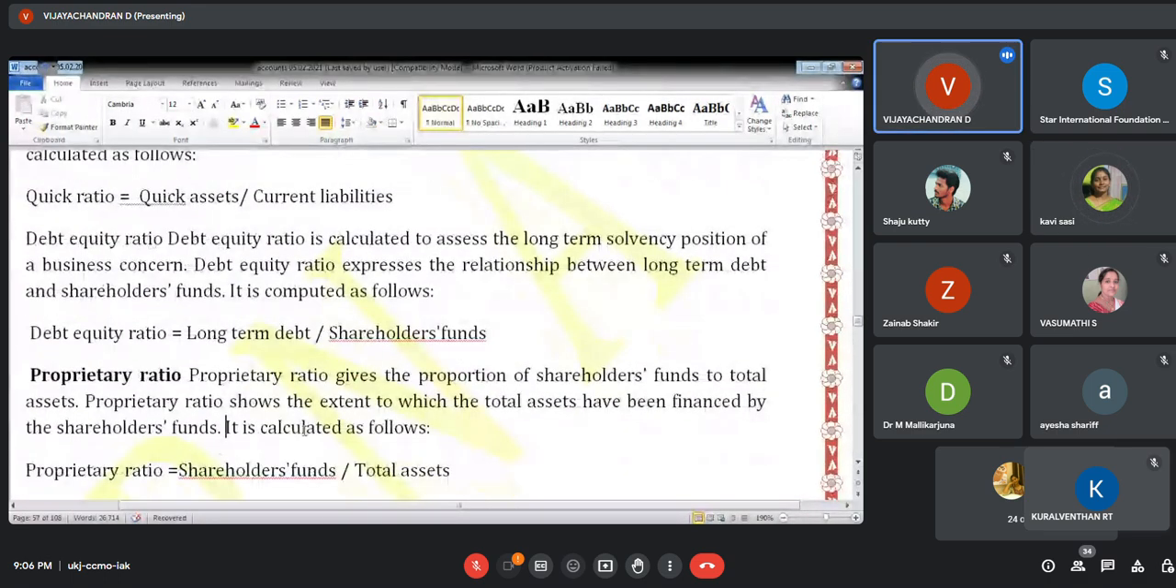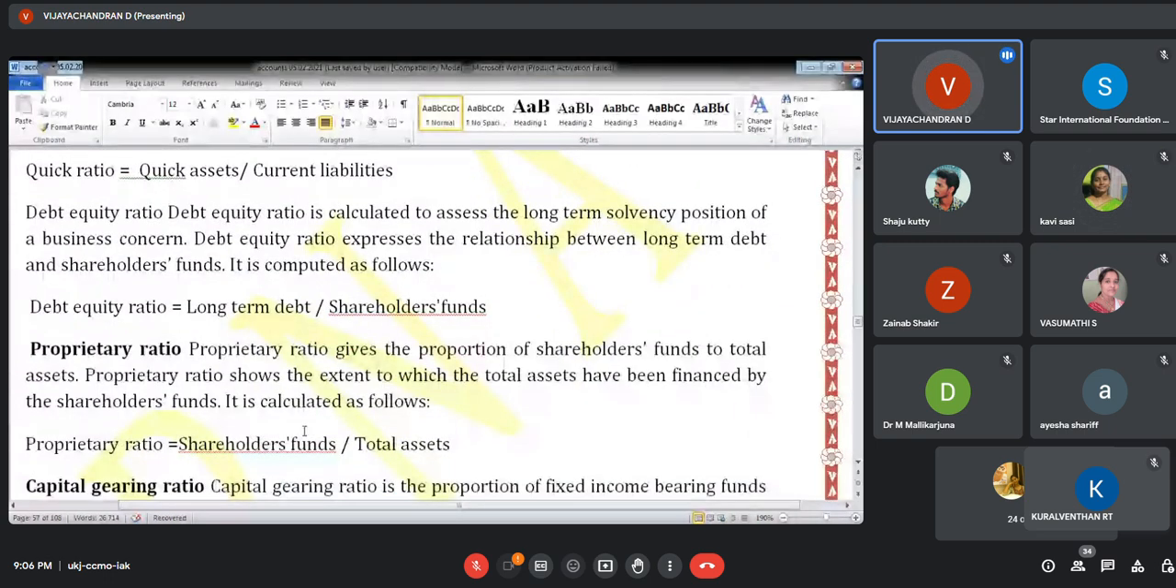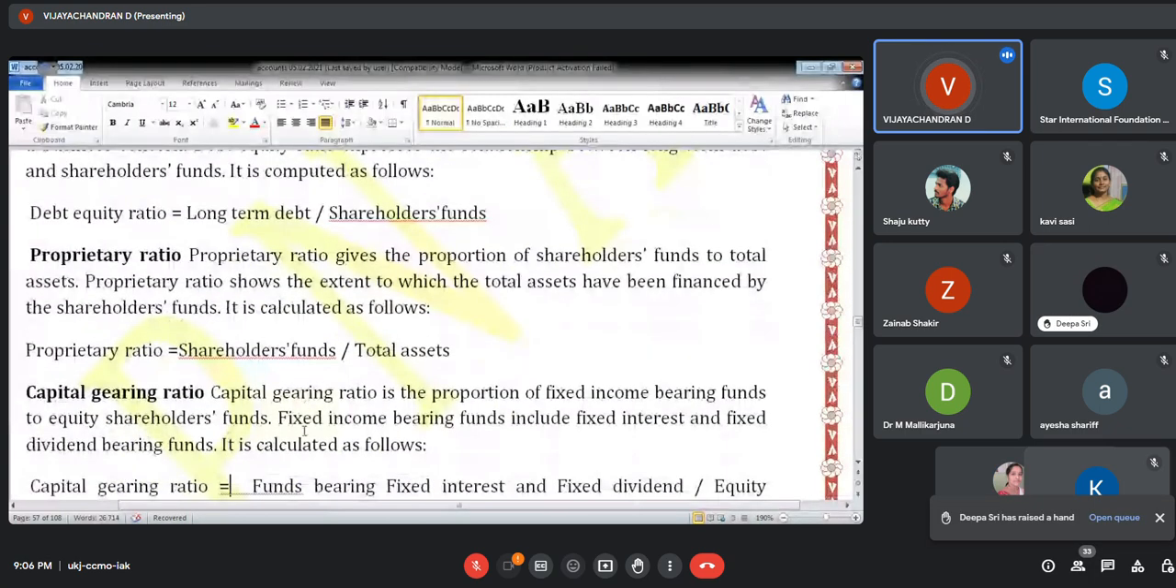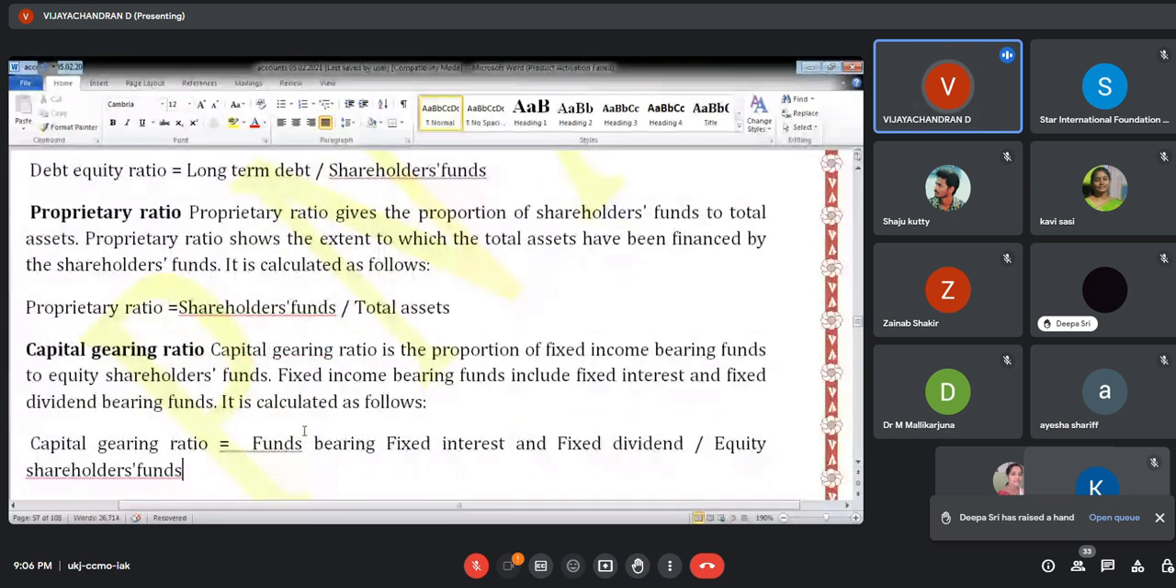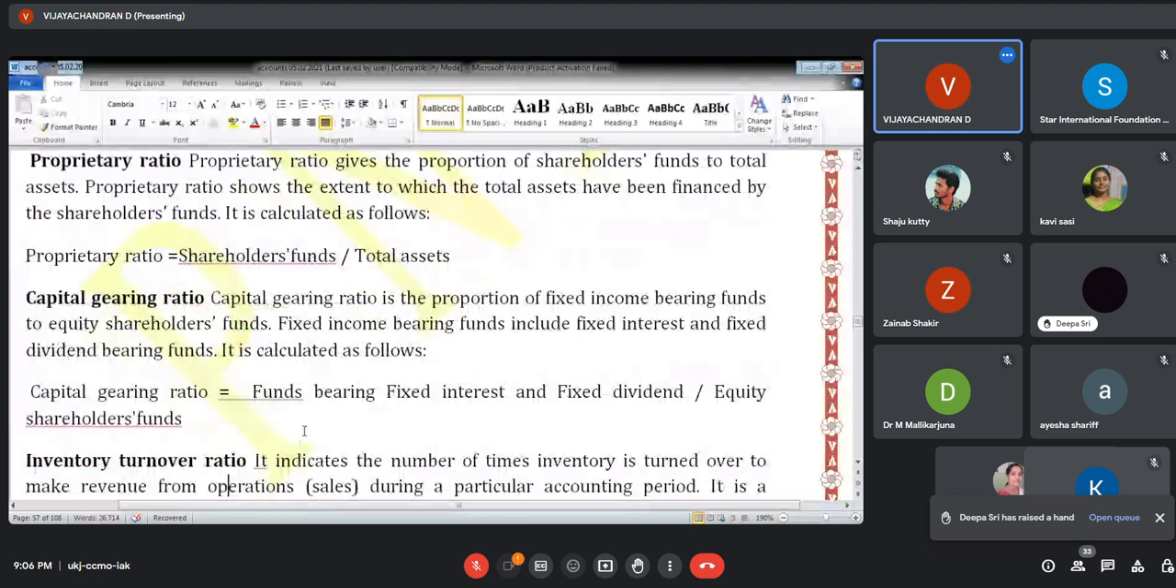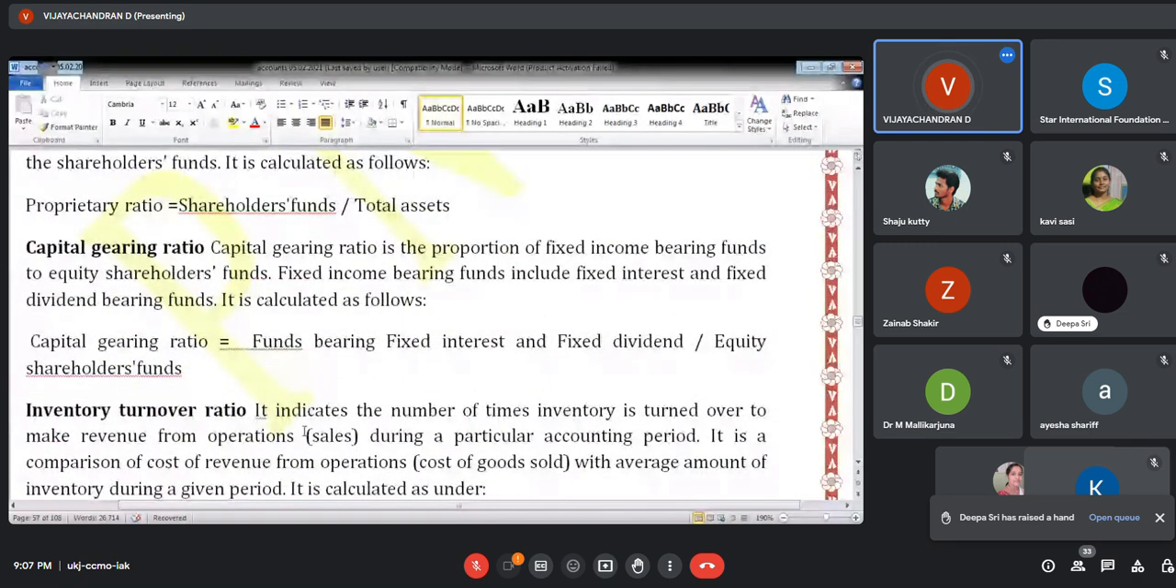So next I'm moving into proprietary ratio. Shareholder fund divided by total asset. Then capital gearing: fixed interest bearing security, like debenture and long term loans, divided by equity shareholder fund. Then debt equity ratio. What is the ideal ratio? Debt equity is total debt divided by total equity, the shareholder fund.